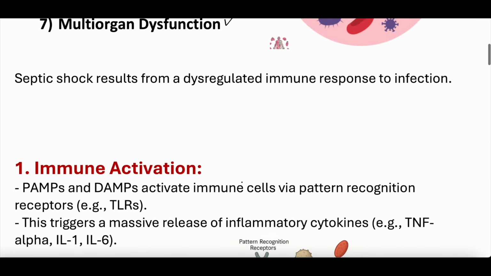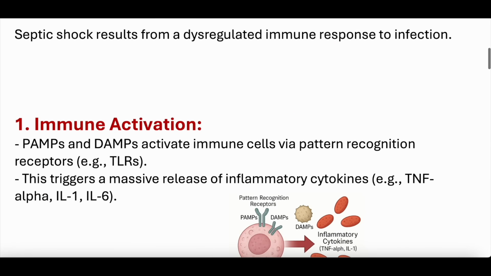To start, we just got to help understand some of the basic foundational definitions of sepsis and septic shock. And the thing to remember here is that septic shock actually results from a dysregulated immune response to infection. All right, that's a foundational principle here. So what does this mean? Well, what we have in this definition is dysregulated immune response and then to infection.